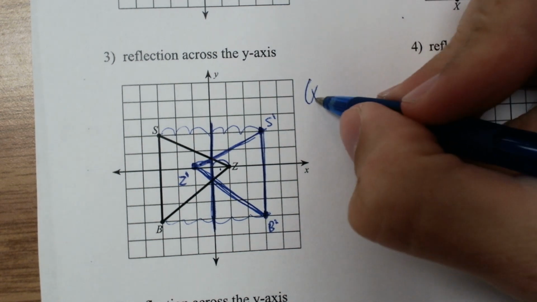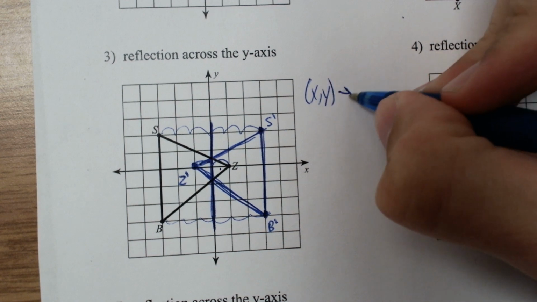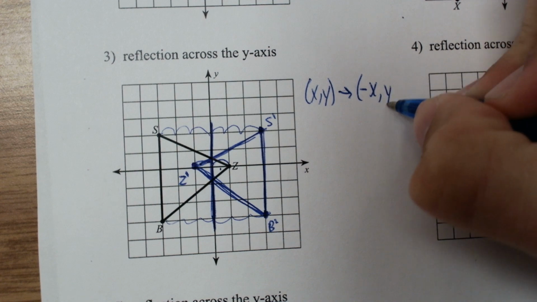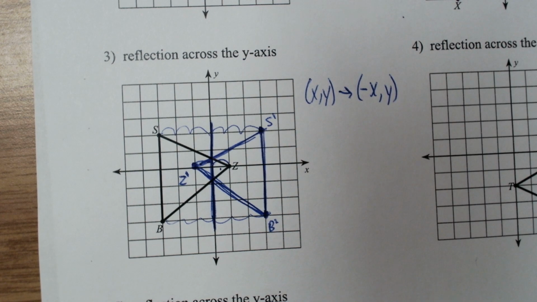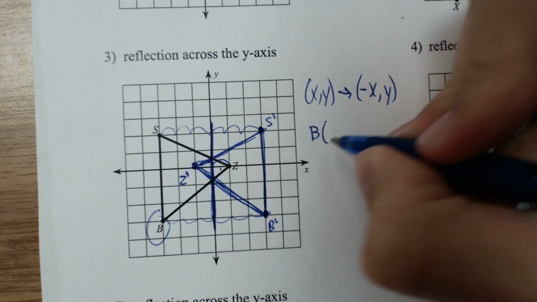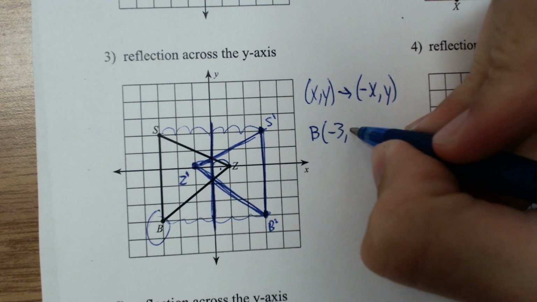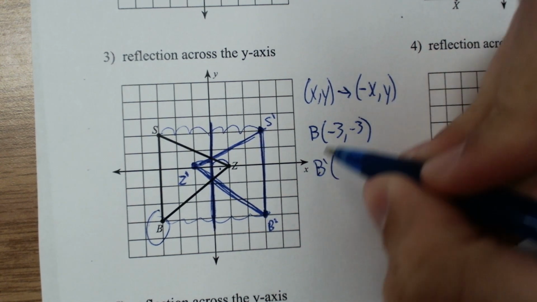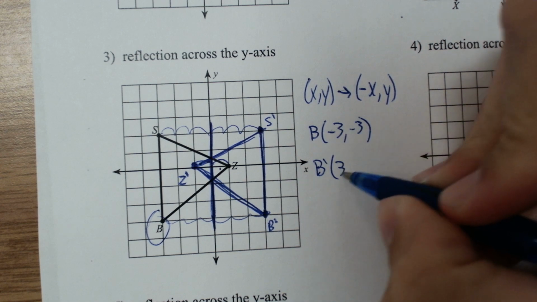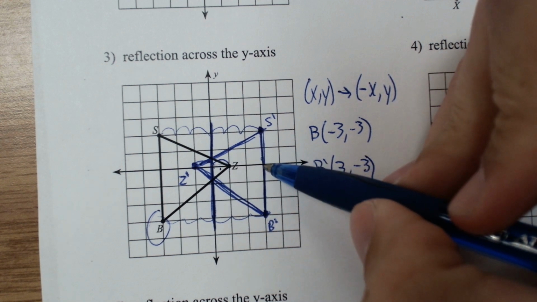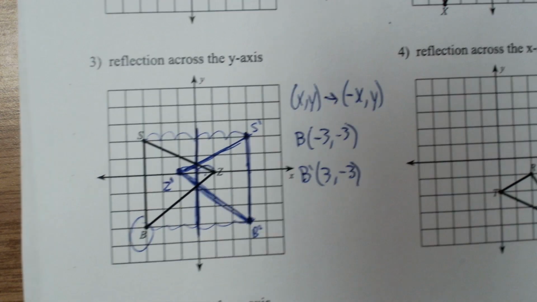And our rule is still the same. The opposite point, which is x in this case, changes to the opposite of whatever it was. Okay, take B down here for instance. B was -3, -3. B prime, the opposite of -3 is 3, so on. And here we are at 3, -3.